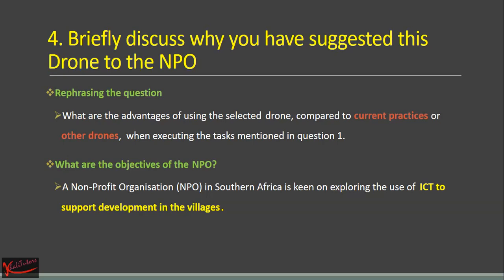But remember, in your response, you need to take into account the objectives of the NPO. Remember, the NPO is exploring the use of ICT to support development in villages. So whatever this drone does, it must support development in villages. For example, in agriculture, it must make it easy for the farmers to do irrigation in this case. Let us move on to the next slide.